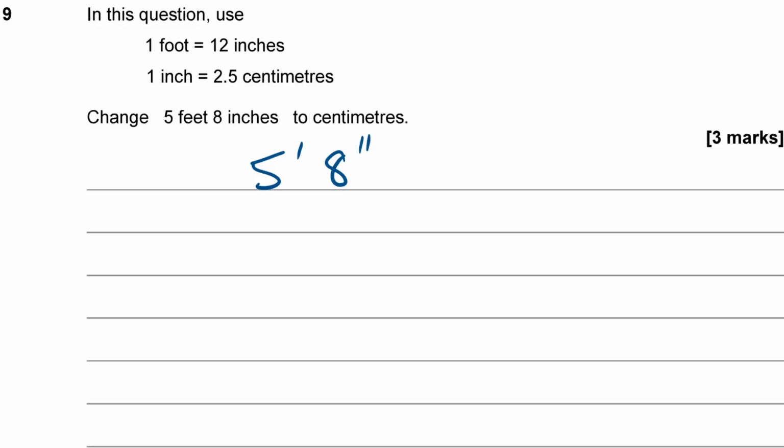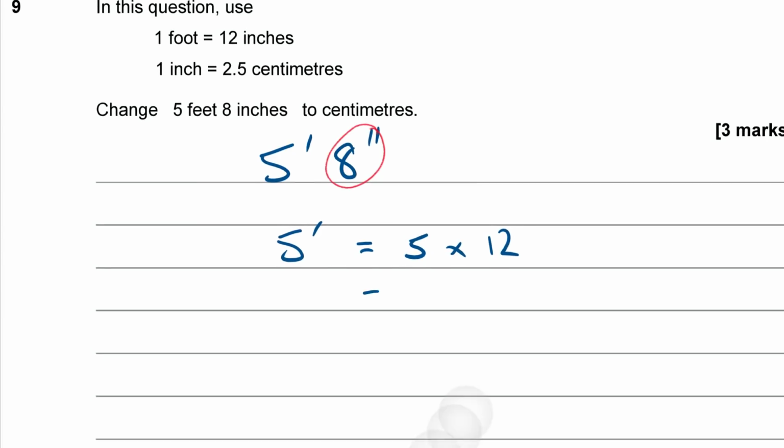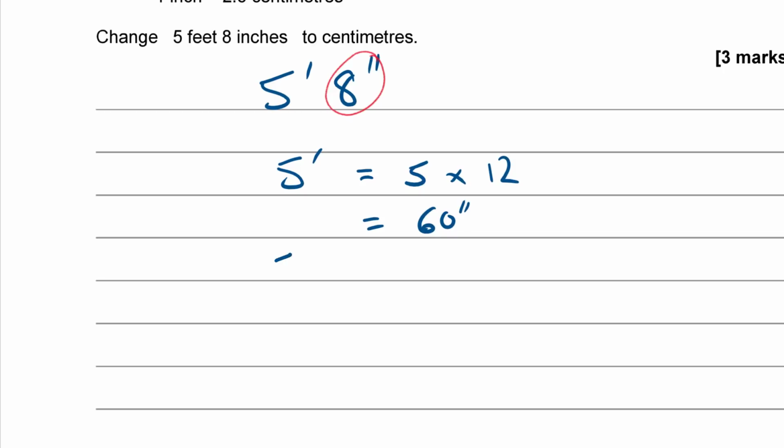Okay, so let's find out how many inches I've got altogether. So obviously I've got 8 inches here, but how many inches are in 5 feet? 5 feet is equal to 5 times 12 inches then, isn't it? 5 12s are 60, so that is equal to 60 inches. So 5 foot 8 inches is the same thing as 60 inches plus 8 inches, which is 68 inches. Okay, so now I know that 5 foot 8 inches is 68 inches.